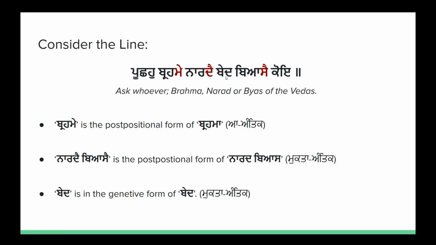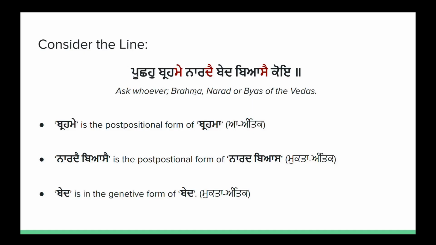Here, bed is not ending with anything, not a laa or a dalan, because it's in the genitive form. And so we can sort of interpret the sentence. Puchaho brahme narada. So basically, puchaho is to ask. It's the imperative form. Puchaho, go ask, you ask, the second person imperative. And ask to whom? Here the postposition, you'll not actually see the postposition. It's not written, but it's implied. So the postposition here is nu. To. Ask towards. Puchaho brahme narada bed vyasa koe.